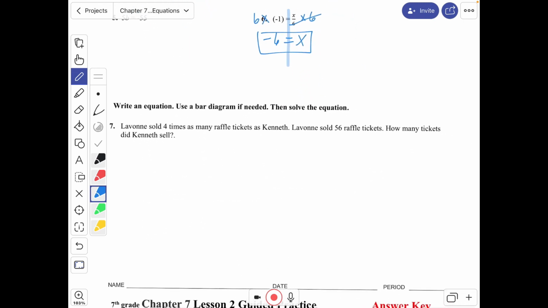Last question. Levon sold 4 times as many raffle tickets as Kenneth. Levon sold 56 raffle tickets. How many tickets did Kenneth sell? Well, on yours, you are supposed to write an equation. That's all. We're not going to solve it. You're just writing the equation. And I'm going to help you get started. Levon sold 56. That's the total. You figure out what goes on the other side. And the variable you're supposed to use is k.